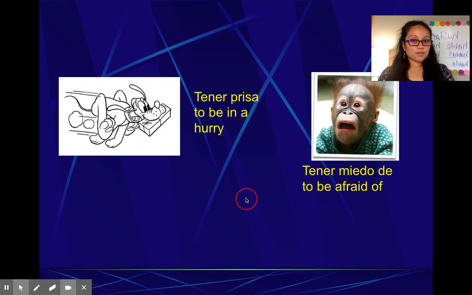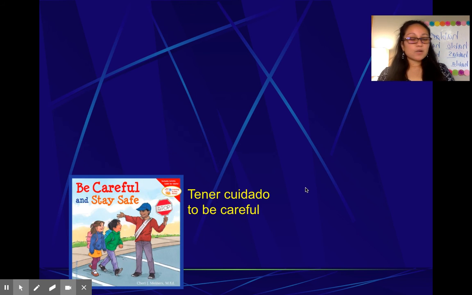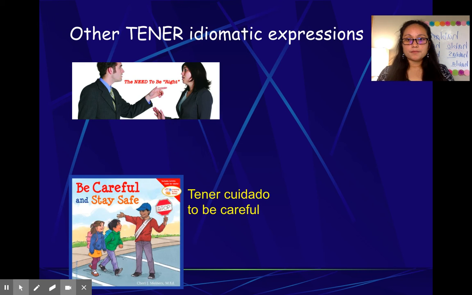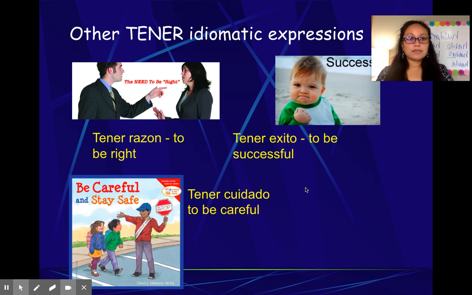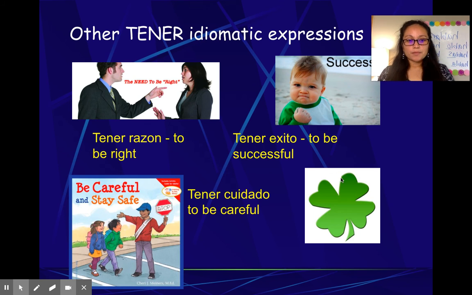And your last ones. Tener cuidado. To be careful. Tener razón. To be right. Tener éxito. To be successful or to have success. Tener suerte. To be lucky.